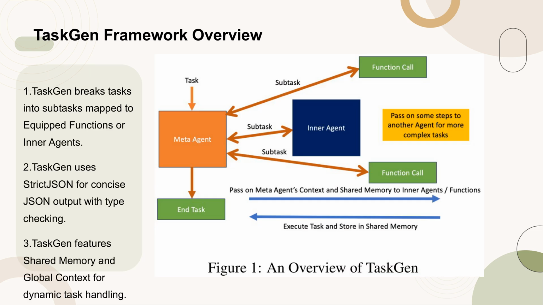Figure 1 provides an overview of the TaskGen framework, highlighting its unique features. First, TaskGen decomposes complex tasks into manageable subtasks, each assigned to an equipped function or inner agent for execution. Unlike other agentic frameworks that produce free-form text, TaskGen employs StrictJSON for each process part, ensuring a concise and extractable JSON output that facilitates downstream tasks. Additionally, TaskGen incorporates shared memory and global context, enabling the agent to adapt to dynamic environments and changing task requirements. These features collectively enhance TaskGen's efficiency and effectiveness in handling complex tasks.